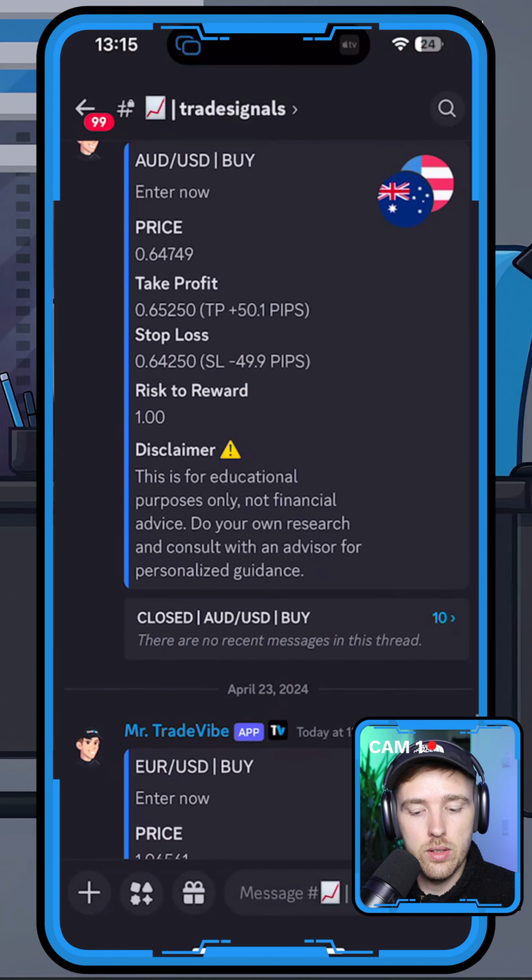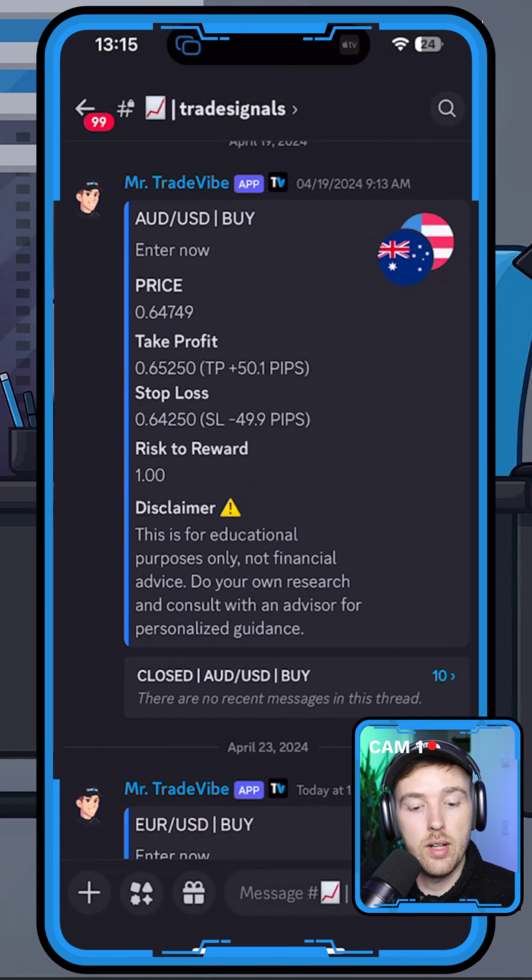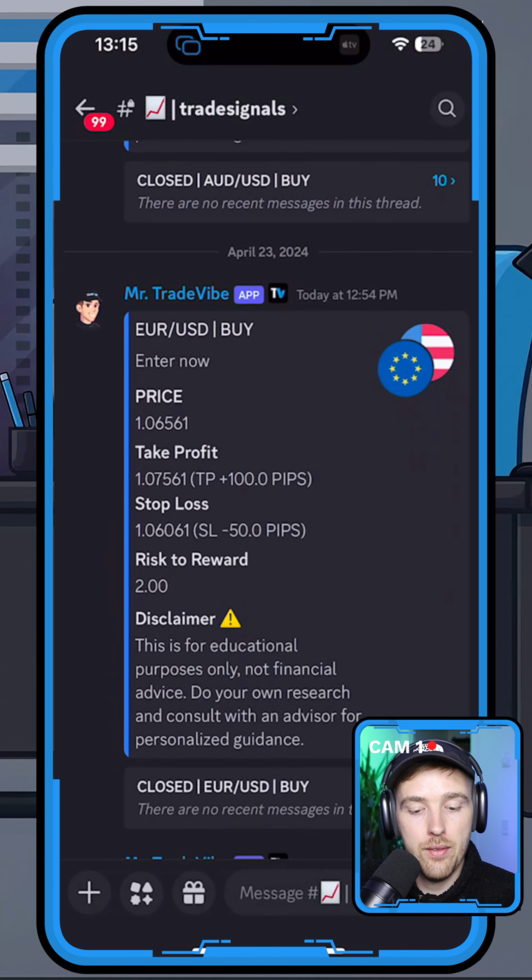Now, as you can see here, this is what it looks like. Mr. TradeVibe sends out an AUD/USD. You got enter now, basically meaning enter whenever you can, then the price of what we entered with, and then our take profit in price, but also in pips, and our stop loss in price and pips. In this case, you can see that the risk to reward is 1, meaning that they are equally sized. But if you have a trade where the take profit is bigger, in this case twice as big, then your risk to reward is 2, meaning you can make more than you can lose.